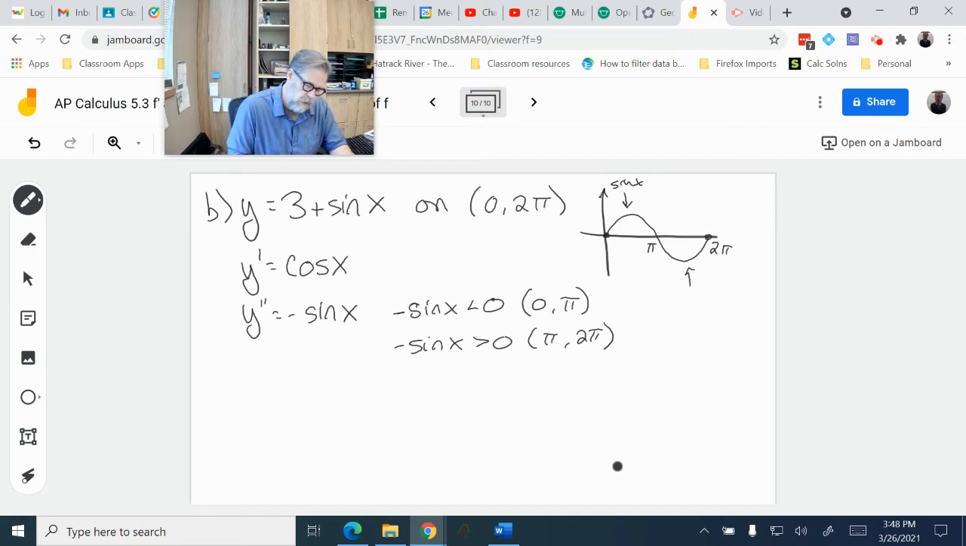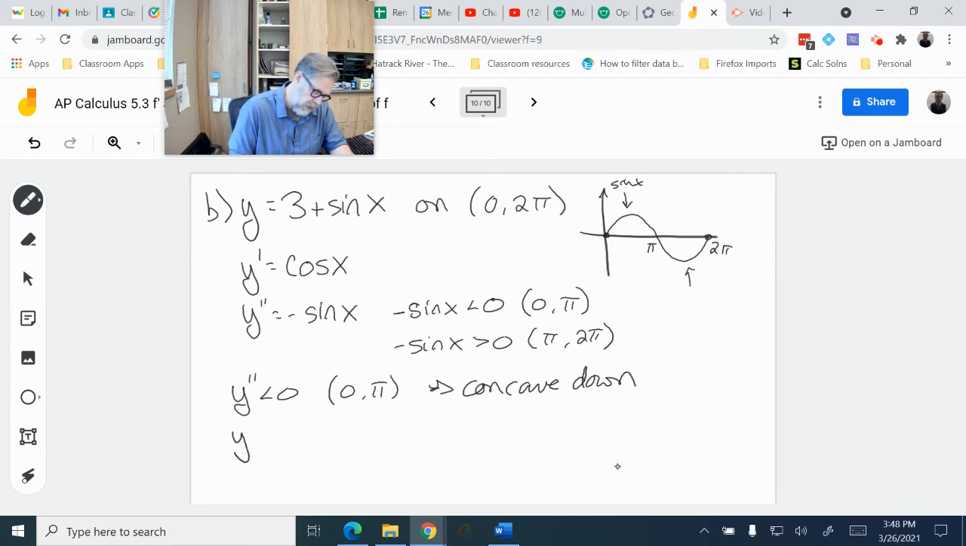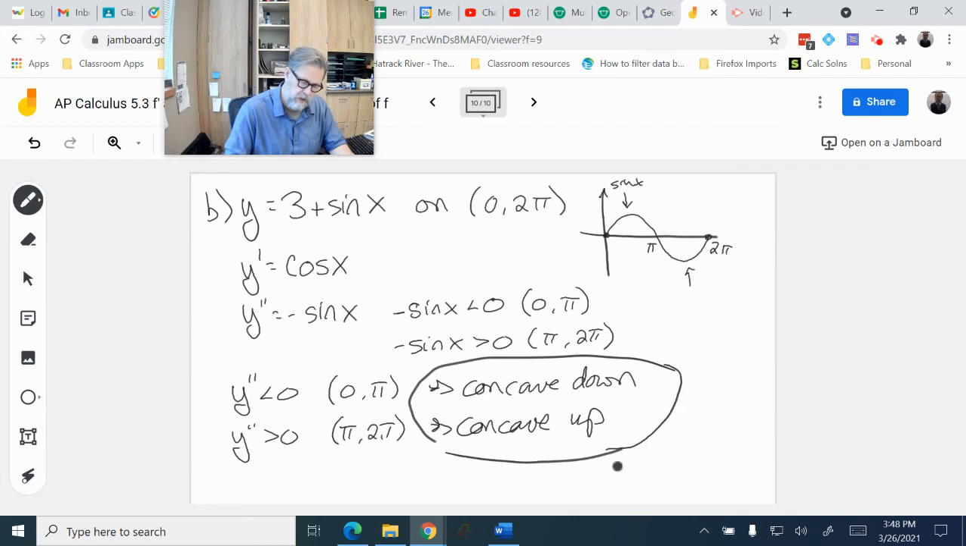Well, less than 0 implies concave down. y double prime less than 0 on 0 to pi, which implies concave down. And y double prime greater than 0 in the interval pi to 2 pi, which implies concave up. And that is exactly what we expected when we were originally looking at the graph of y equals 3 plus sine, well, the graph of sine of x. Remember, shifting up 3 doesn't affect the concavity.